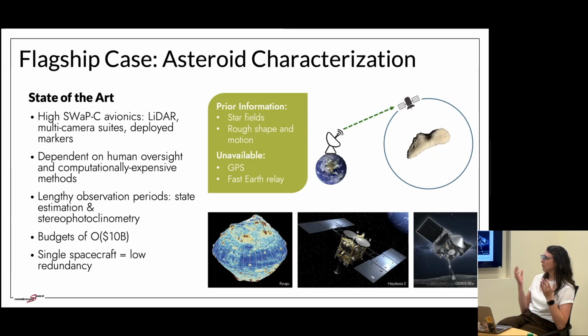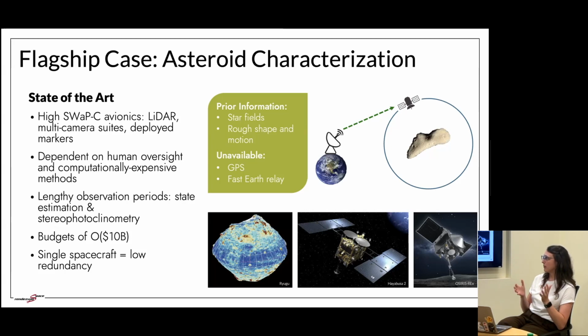Right now, the state of the art for these asteroid rendezvous missions, such as Hayabusa 2 or OSIRIS-REx, these are extremely expensive. They're monolithic spacecraft, and the data they get is incredible. It's amazing. However, they depend on these high swap-C avionics, such as LiDAR. They'll generally have multi-camera sensor suites. Some of them, like Hayabusa, even have deployed markers that they use for navigation.